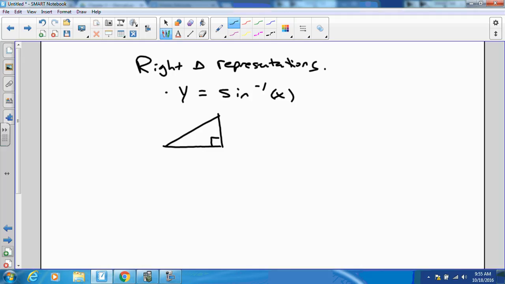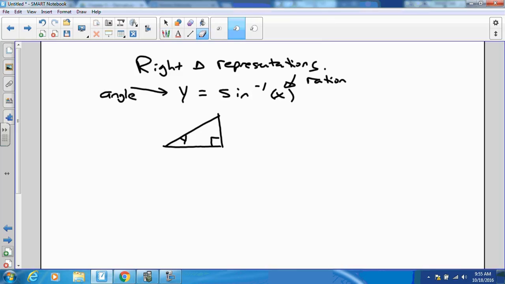With it here. Now, here's the way that we want to think about this. The y here represents an angle. It's an angle whose sine is x. And the x here represents a ratio, a trig ratio.